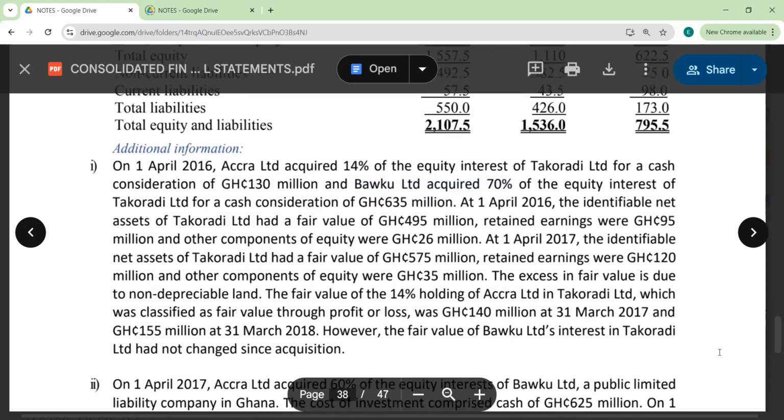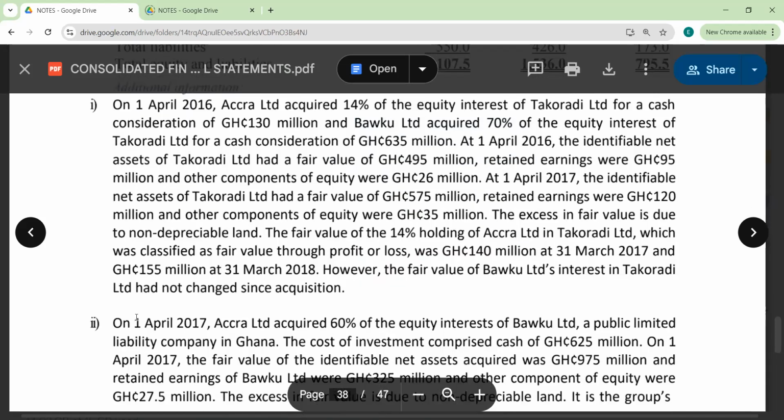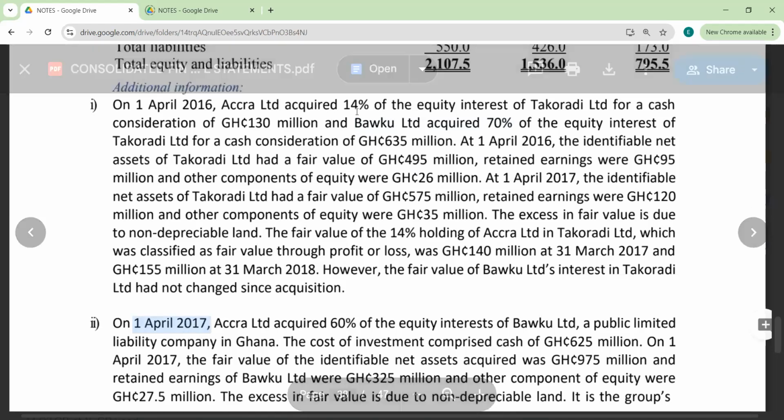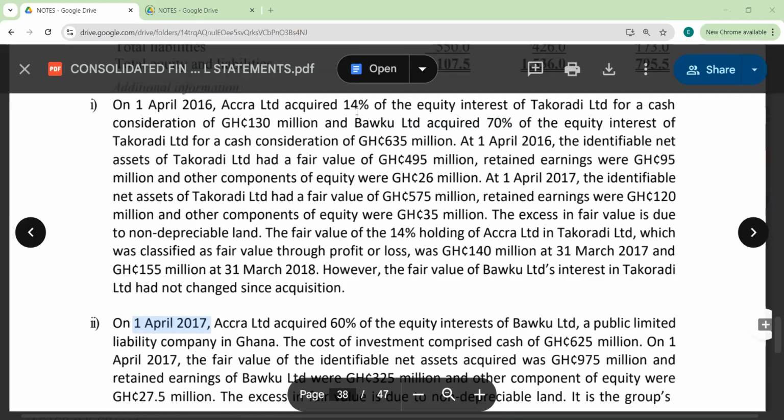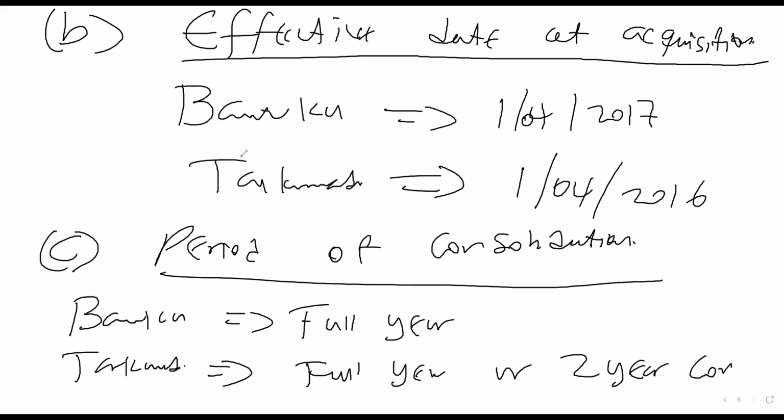We acquired Boko in 2017. Yes. So the reporting date should be the same for both Boko and Takrady. So we have to amend it and make it a full year to be on 7. So take notice of that.